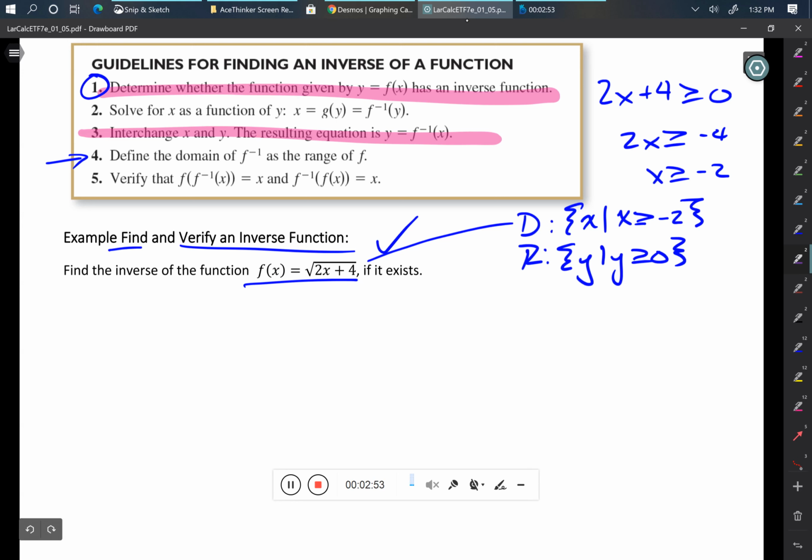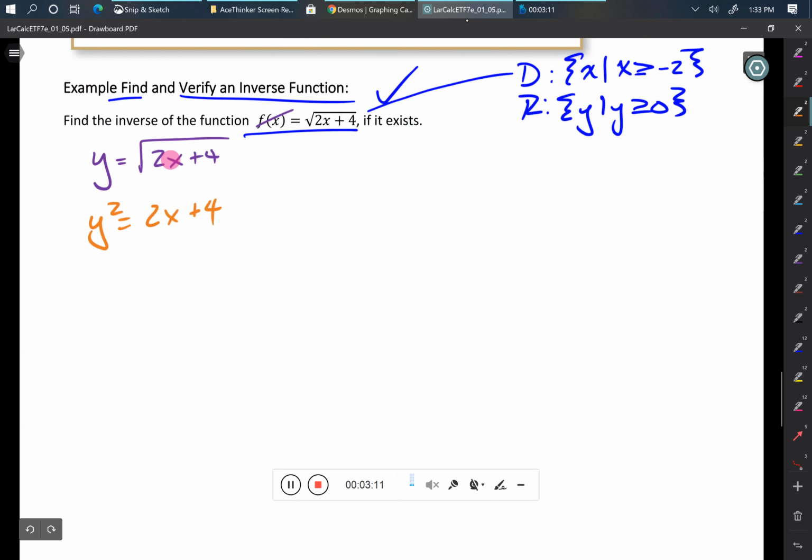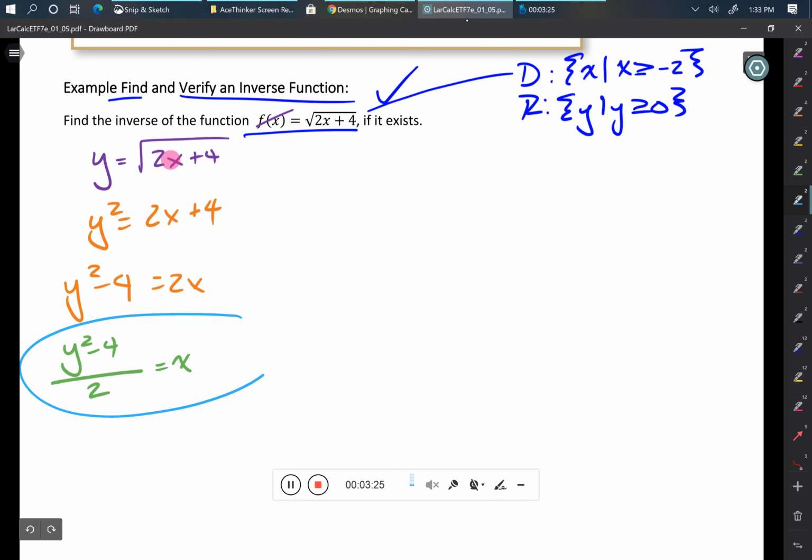Step 2 says, rewrite this as a function of y, and then solve for x. So y is equal to the square root of 2x plus 4, and then I'm going to solve for that x right there. Step 1, I'll square both sides. That gives me y squared is equal to 2x plus 4. Subtract 4. So y squared minus 4 is equal to 2x. Divide through by 2. Y squared minus 4, all divided by 2, is equal to x. At this point, according to the directions, this should be the inverse.